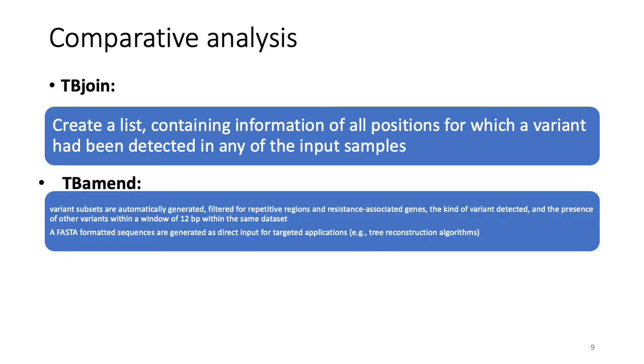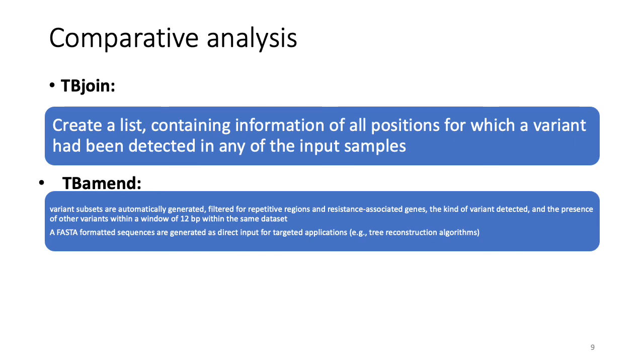To facilitate phylogenetic analysis, variant subsets are automatically generated, filtered, as you remember, for the repetitive regions and resistance-associated genes. The kind of variant, insertions and deletions, will also be excluded, and so will the presence of other variants within a window of 12 SNPs within the same data set.